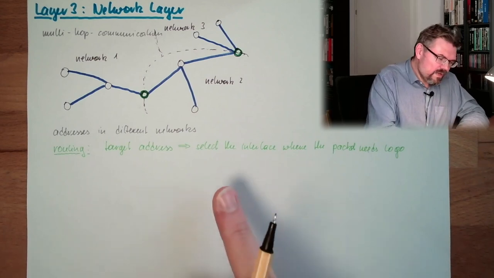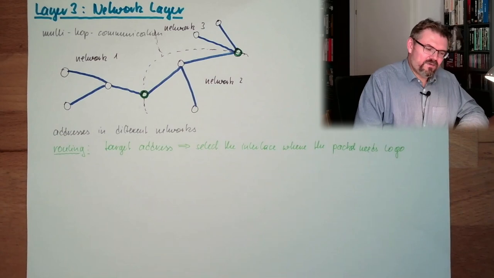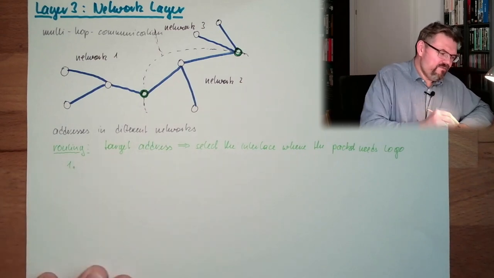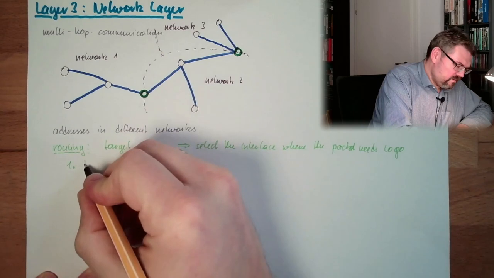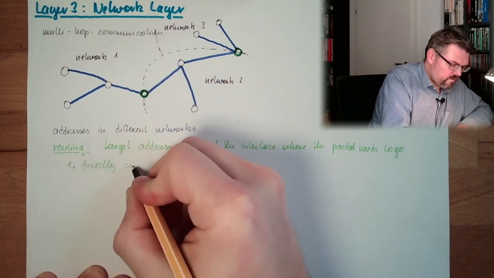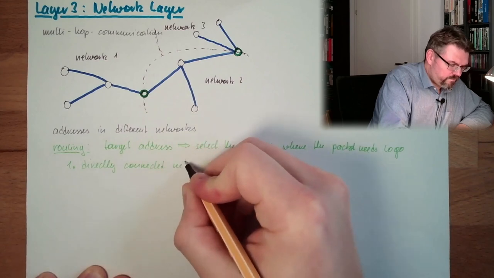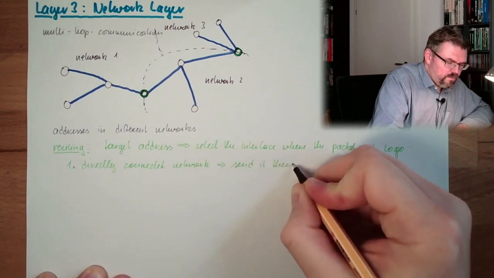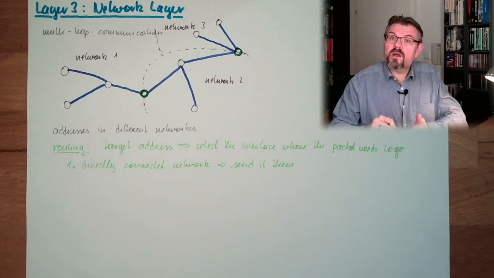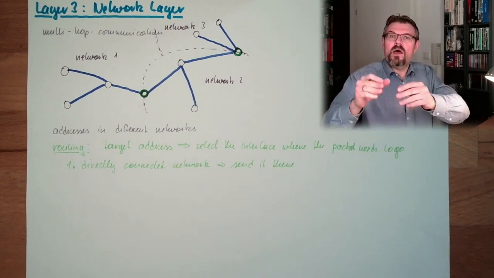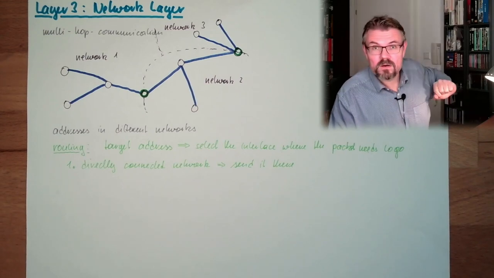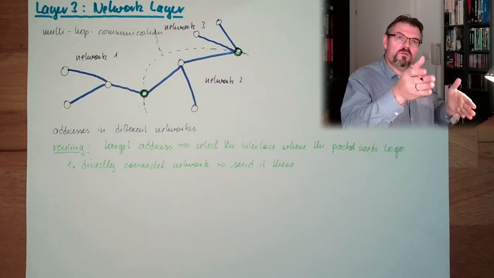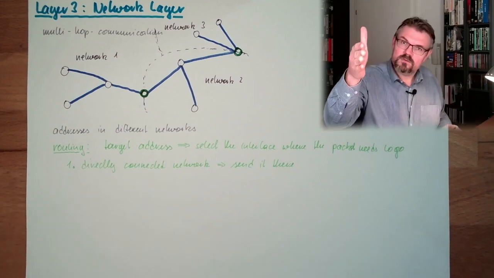Okay. So how is it selecting this interface where the packet needs to go? Well, first thing is if a network is directly connected, send it there. The target address, this network I know, this is already in my neighborhood. So if I'm bringing a parcel to the postal service and sending it to my neighbor, it will not be sent to Vienna or somewhere else. It will be sent directly to the neighbor. So directly connected networks, send it there.